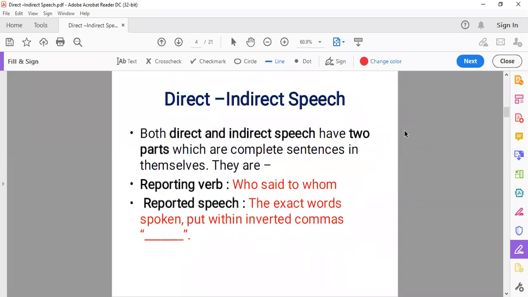Then we discussed that there are two parts of the sentence, whether it is direct or indirect speech. One is the reporting verb and the second is the reported speech. In the reporting verb, we have who said to whom, that means the speaker and the person being spoken to. Then in the reported speech we have the exact words spoken, and they are put within the inverted commas. That means the speech is given in that part, and the persons who are speaking and who is listening are given in the reporting verb.